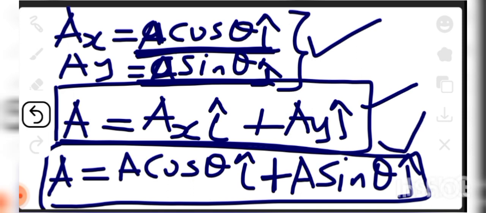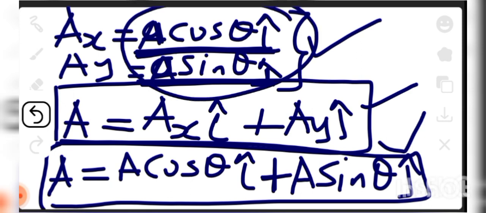Then the polar form is just for you to write the vector A cos of the angle between them and plus vector A sine of the angle between them. It's just for you to write. Don't write the answer out. Just write it in the form. That is the polar form.